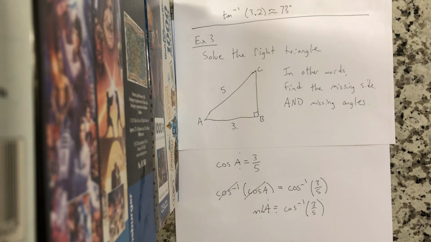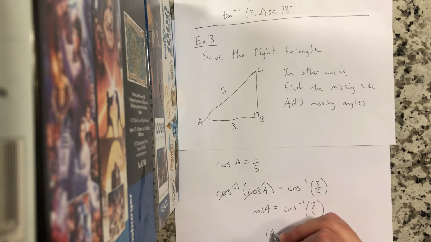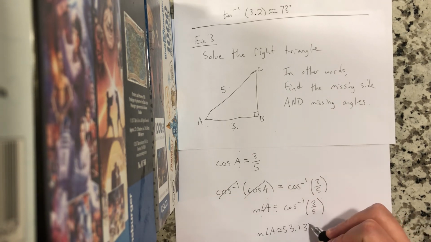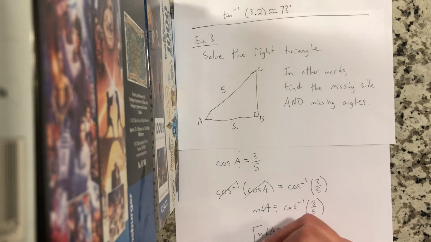Now, you can type this into your calculator, again, depending on how your calculator works. But after you do this, you should get that angle A is approximately 53.13 degrees. So now we've found that part of the problem.